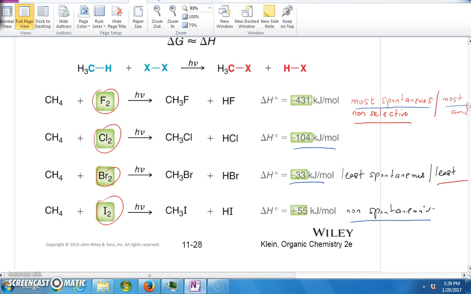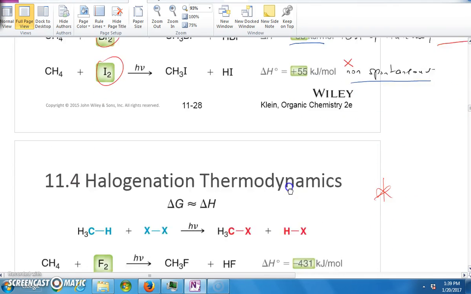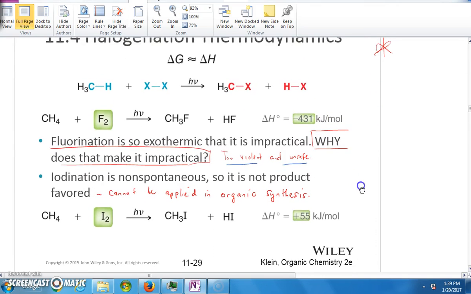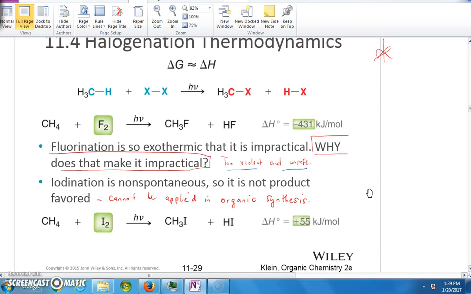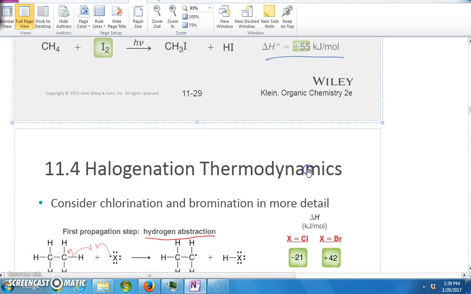And so we can now remove fluorination as well as iodination. We don't really use those in organic chemistry. Let's now consider chlorination and bromination. Just like what I told you earlier, because fluorination is so exothermic, it's impractical, it's too violent, it's unsafe. Iodination, on the other hand, is non-spontaneous. It's not product favored, and as a result, it really doesn't have any application in organic synthesis. You can see that delta H here is positive, and so the reaction is non-spontaneous.